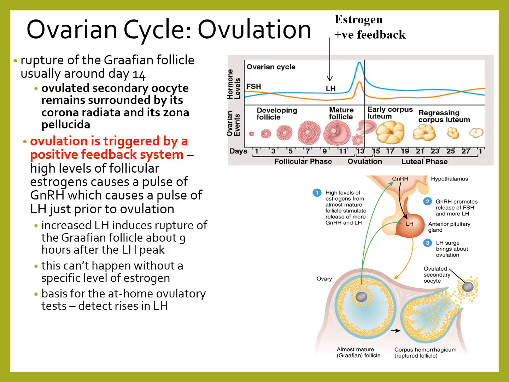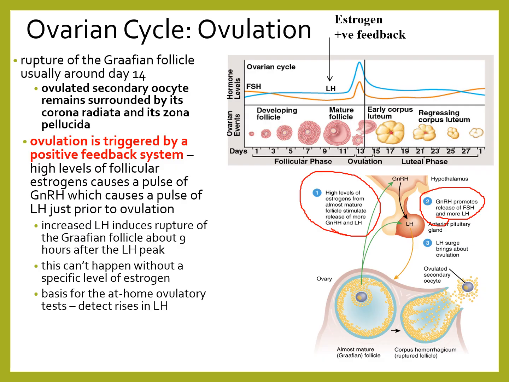Ovulation is triggered by a positive feedback system. High levels of follicular estrogens are going to cause a pulse in the release of GnRH and the release of FSH and LH. And this pulse of GnRH and LH happens just prior to ovulation. Don't worry about the FSH, concentrate on the LH. The increased LH levels that happen because of this pulse induce the rupture of the Graafian follicle.